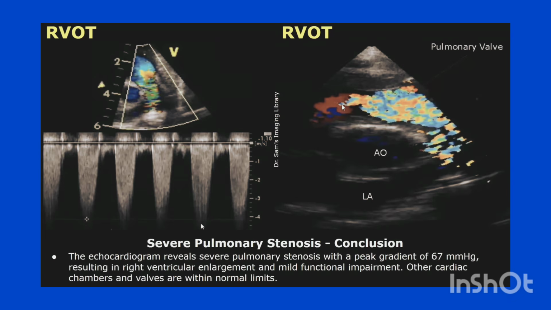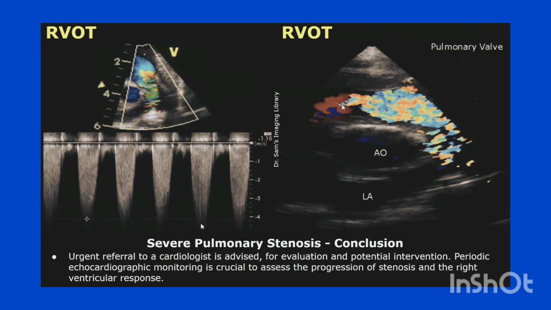Other cardiac chambers and valves are within normal limits. Urgent referral to a cardiologist is advised for further evaluation and potential intervention. Periodic echocardiographic monitoring is crucial to assess the progression of stenosis and the right ventricular response.